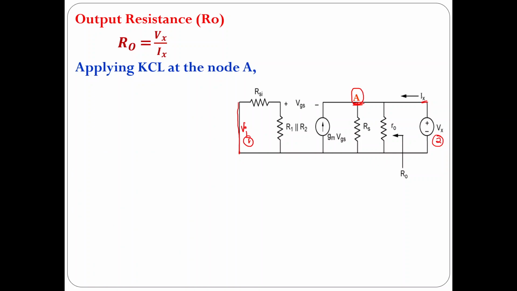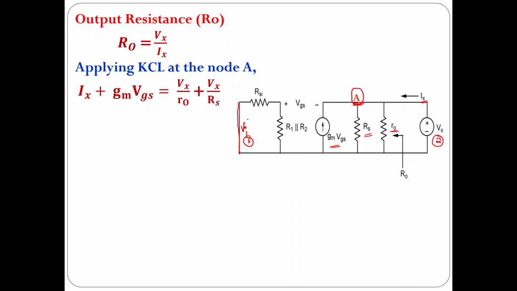Entering current is equal to leaving current. So, when you look at the node A, the entering currents are Gm Vgs and Ix. What are the leaving currents supposed to be? One across Rs and one across R0, one flowing through Rs and one flowing through R0. So how can I write? It is nothing but Ix plus Gm Vgs is equal to Vx by R0 plus Vx by Rs.